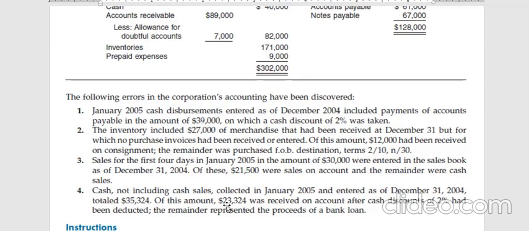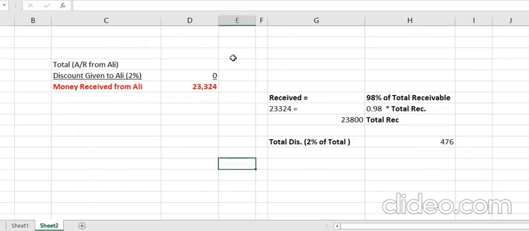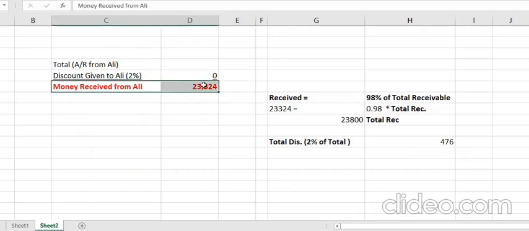Okay, the story is, 23,324 was the amount received based on the accounts, and the 2% discount is already subtracted from this. I want to know what the total amount of money was then. Okay, so this is the question. What we have in hand right now is that, let's say, Mr. Ali paid us the money. How much did Mr. Ali pay us? 23,324. What we know is there was a 2% discount on the money, and after subtraction the money was paid to us.